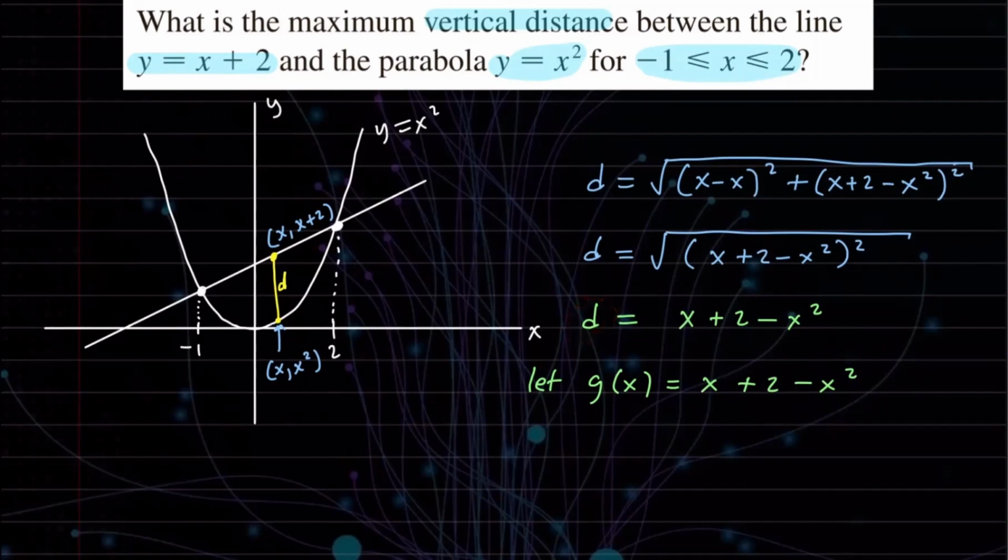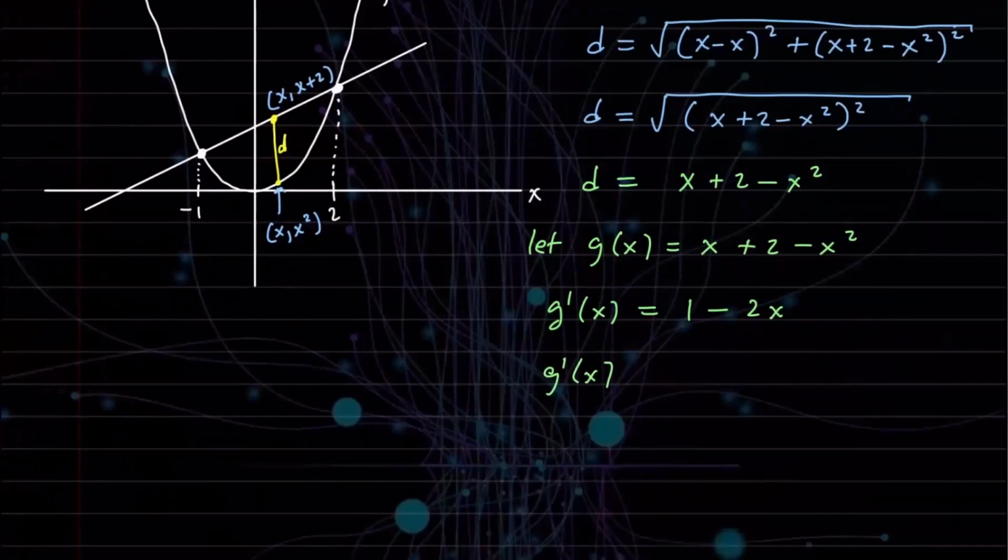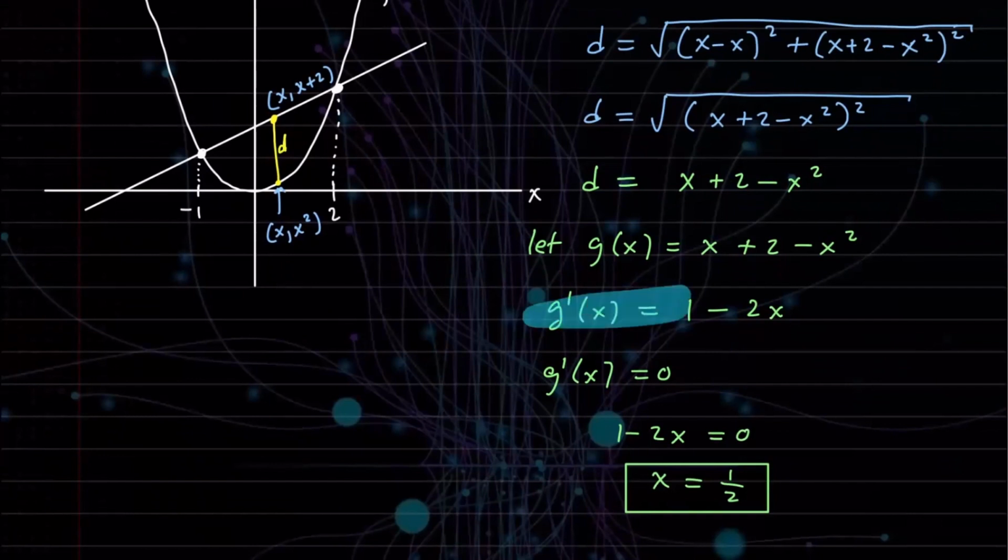Now, let's take its first derivative. We take the derivative of g with respect to x. So g prime of x will be 1 minus 2x. Now we take our derivative and set it to 0. So we have 1 minus 2x equals 0. If you solve for x, you get x equals 1/2. There you have it, that's the x coordinate. Now to check that this gives us the maximum distance at this x value, you can take the second derivative and verify that.